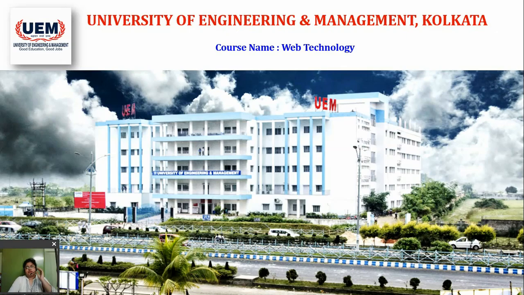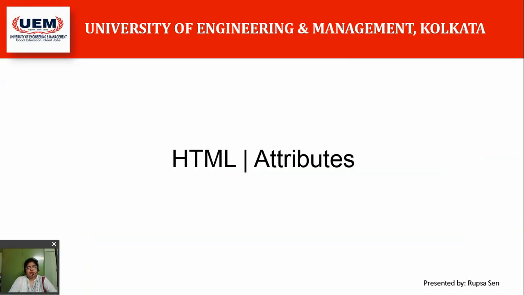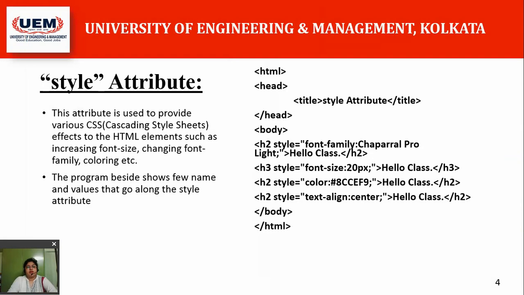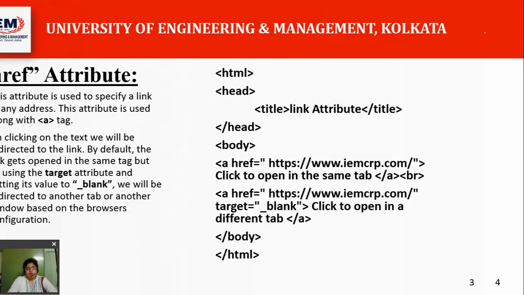In the previous lecture, we learned so far the img tag with the src (source) attribute, the alt (alternative) attribute, the title attribute, and the width and height attributes. For this lecture, we will learn the attributes called the href attribute and the style attribute.